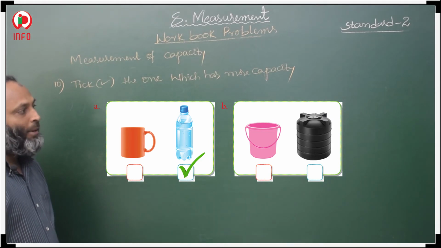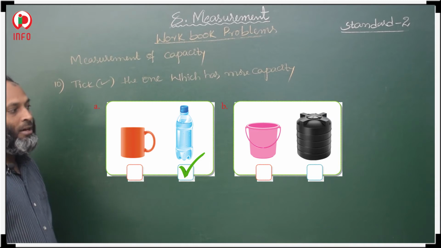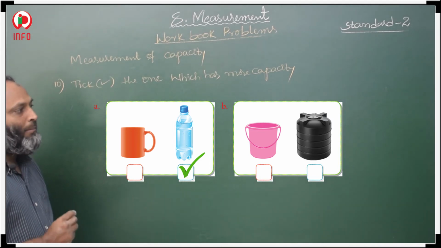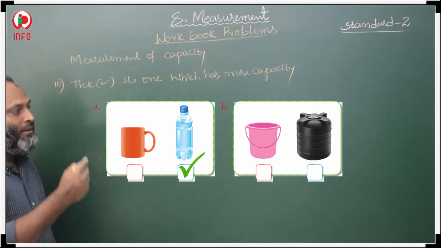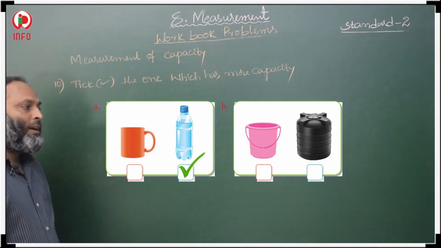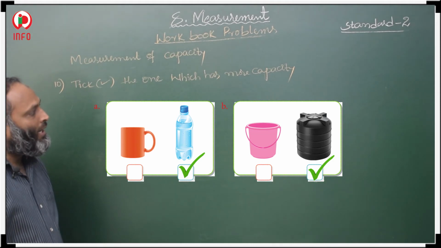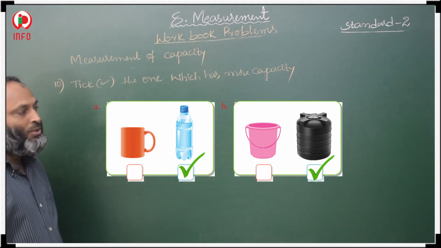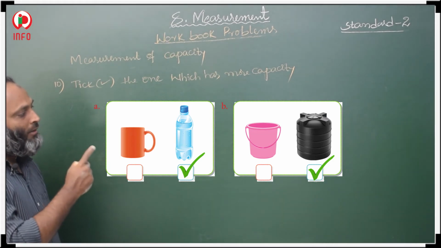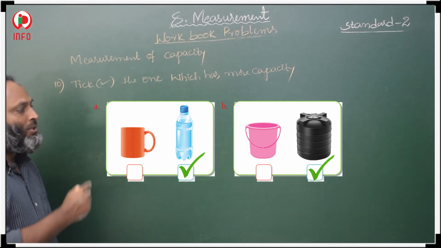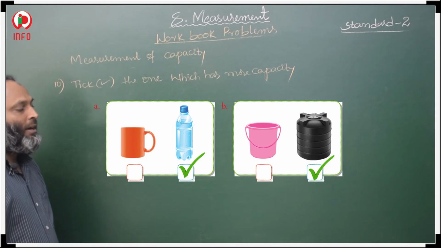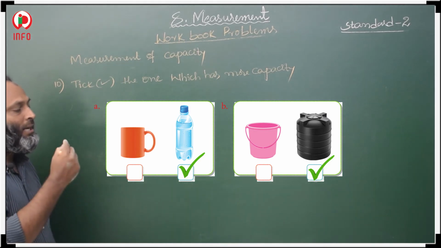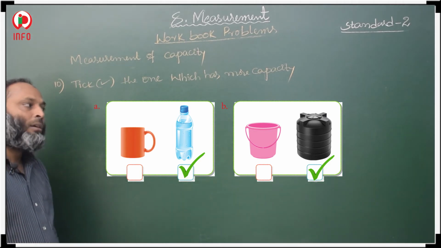Okay. Water bottle has more capacity. Then in the second pair, bucket is given and water tank is given. If we compare bucket and water tank, water tank has more capacity, so keep a tick mark on water tank. So, in first pair, water bottle has more capacity, so tick on water bottle, and in the second pair, water tank has more capacity, so tick on water tank. Okay.